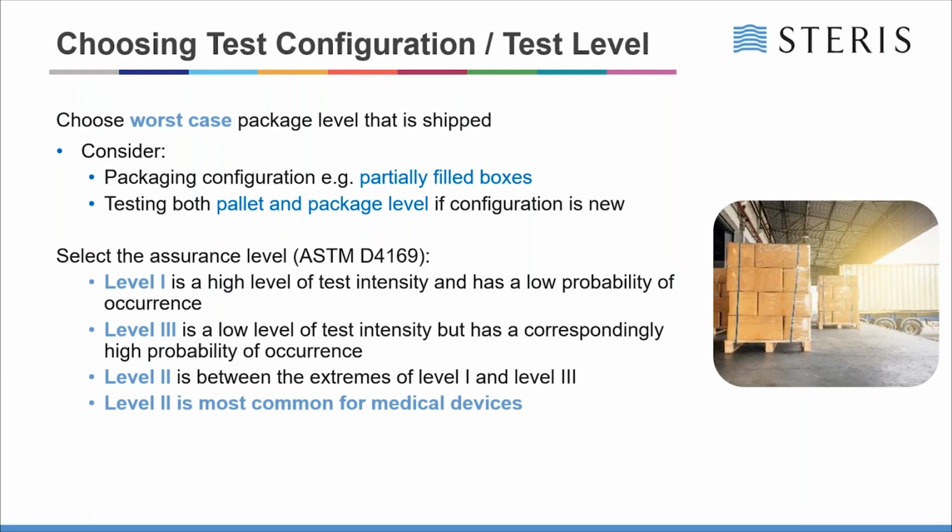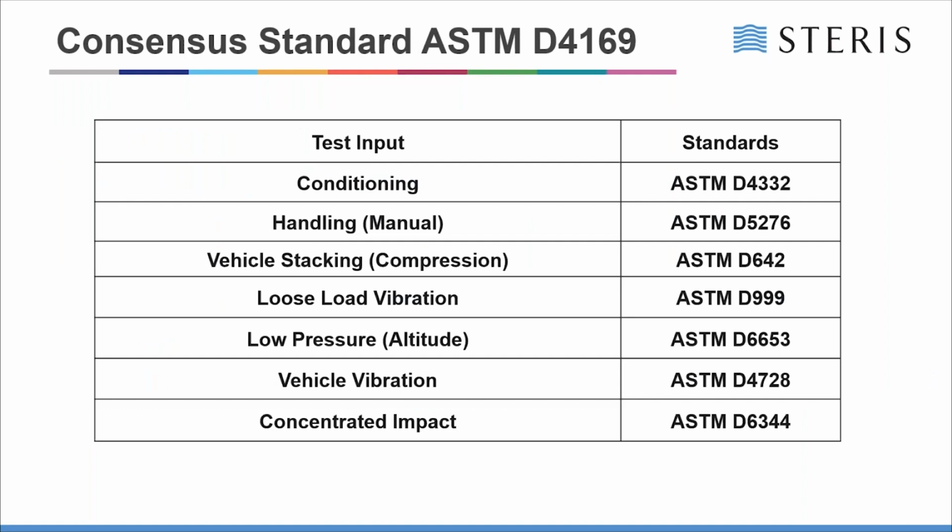If we look at D4169, it gives you different test levels. So level 1 is a high level of intensity, but has a low probability of occurrence. Level 3 is the direct opposite, in that it has a low level of intensity, but a very high probability of occurrence. And mostly what's used is level 2, which is in between those two extremes. But again, it's up to you as the user of the standard to decide which you're actually going to use.